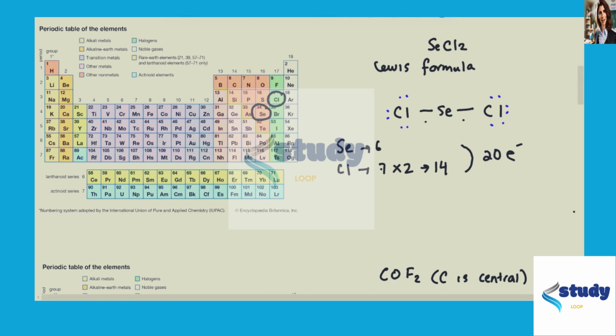So if we now count, first of all, both our chlorines are all set. We have a full octet for both of them. Are we good with selenium though? No, because we only have 2, 4. We need 4 more electrons, and if you notice, we have 8 and 8. That's 16. We still need 4 more to get to our 20. So we can then draw those lone pair electrons like so.